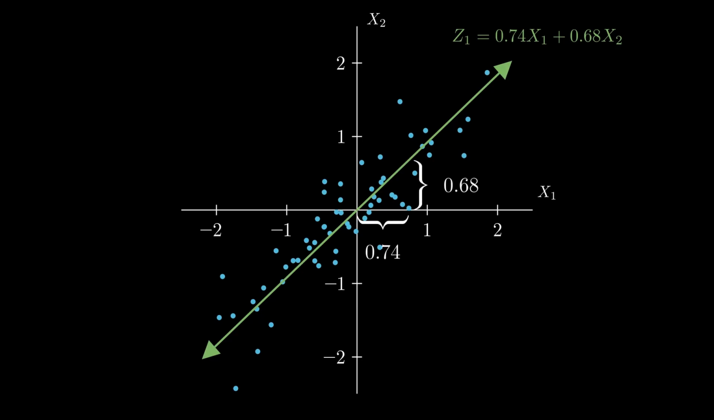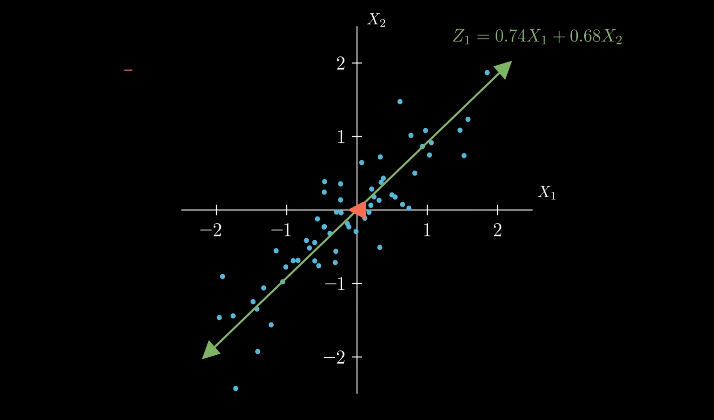Anyways, in 2 dimensions, the coefficients represent the direction of the vector. So for every 0.74 unit increase in x1, we see a 0.68 unit increase in x2. The reason we choose these specific magnitudes is that the sum of the squares of the coefficients must be 1. This ensures that the coefficients are not arbitrarily chosen to maximize the variance.